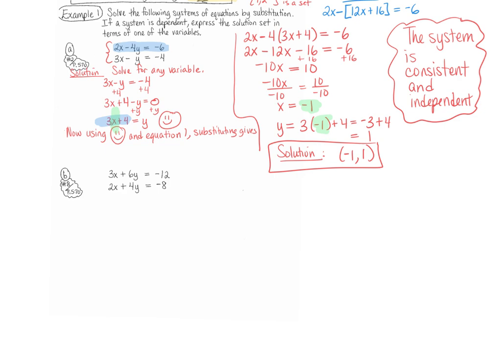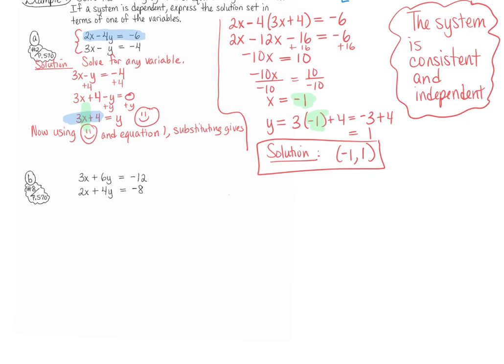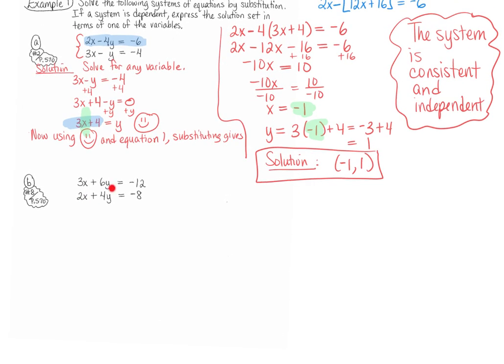All right, another example. We have the following system. 3x plus 6y equals -12, and 2x plus 4y equals -8. What's your approach? Solve for any variable. What equation do you want to use? It doesn't matter to me. Second one? That's fine. If you choose the first one, that's fine too. Choose whatever one makes you happy and then follow it.